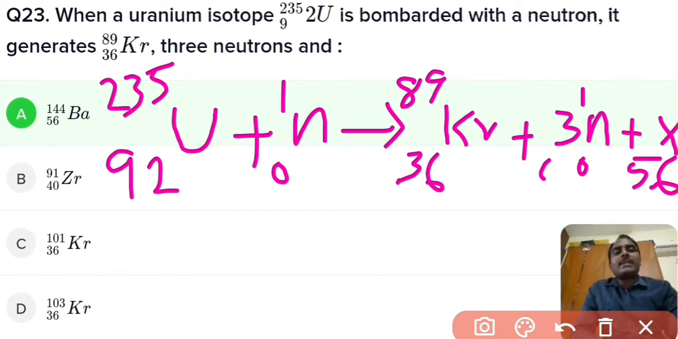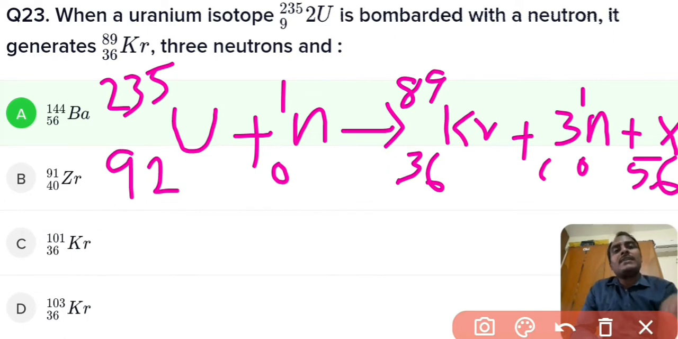So the mass number for X can be written: left-hand side mass number 235 plus 1. Neutron has 1, uranium has 235. 235 plus 1 is 236. So the right-hand side also should be 236. 89 for krypton plus 1 for neutron, but three such neutrons are there. So 3 plus 89 is 92, plus what should be the mass number for X?